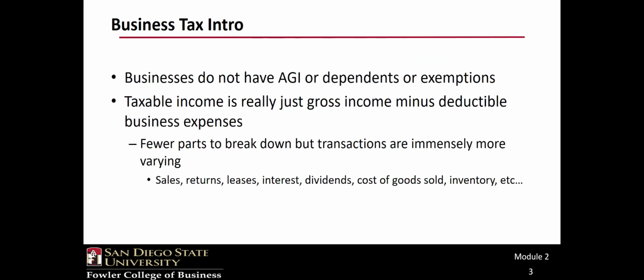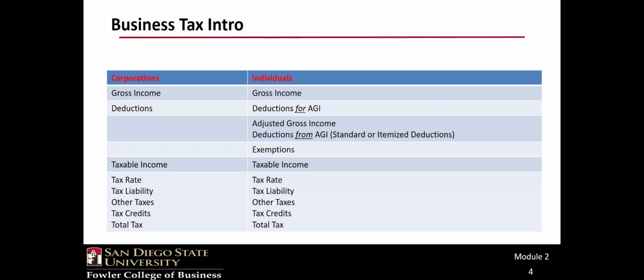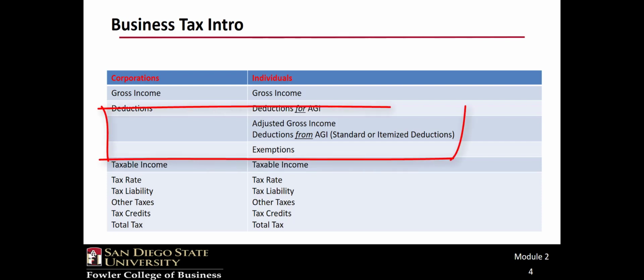To start with, let's talk about how the calculation of taxable income differs between individuals and businesses. Business income is really just gross income less business expenses. There are many fewer restrictions on business deductions, but the complexity of business operations often is many times greater than that of individuals. Here's a table that compares taxable income for individuals and for businesses, especially corporations. You can see that there is no AGI for businesses.